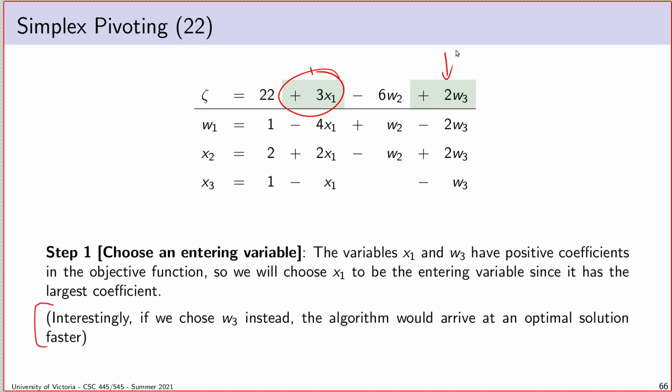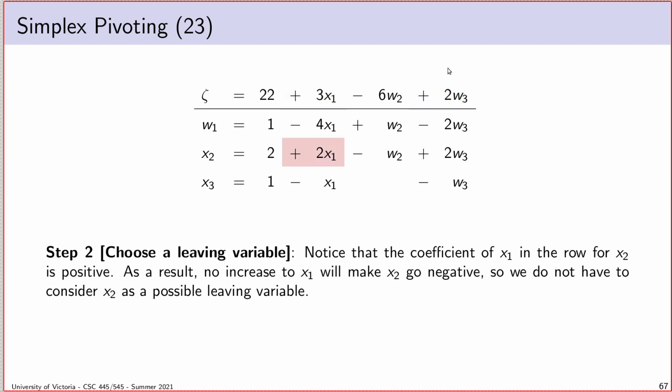I would actually be done. But the logic I'm using doesn't necessarily know what's going to happen in the future. And it does make sense. The largest coefficient is a pretty good heuristic. It does seem like I'll get more mileage out of increasing x1. So I choose x1 as my entering variable. And then I choose a leaving variable.